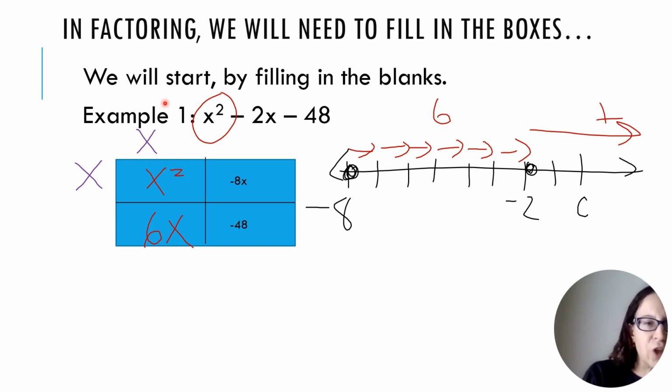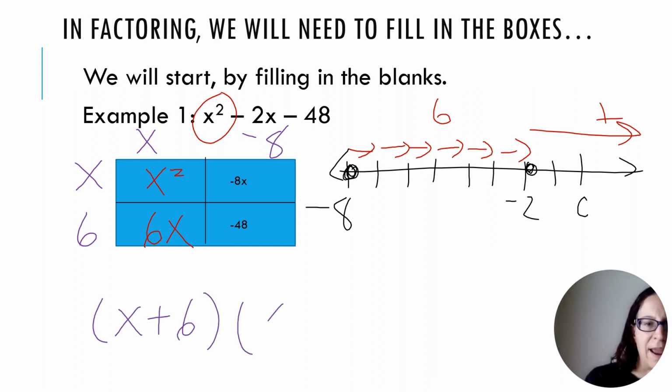All right, so x times what would give me the 6x? That would be the 6. And then pick your poison over here. You can look at the -8x or the -48. I like the -8x there. x times -8 is going to give me the -8x. And then do my check here. +6 times -8 does give me -48. So my factors are x plus 6 and x minus 8.